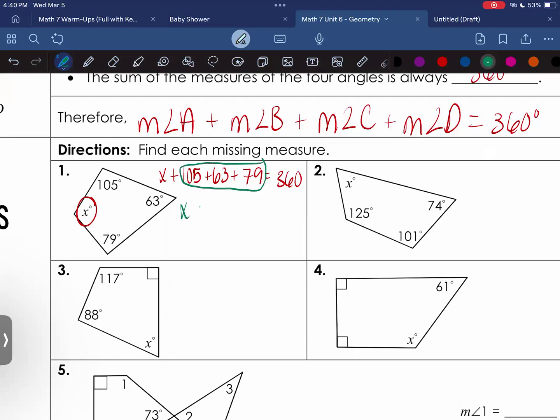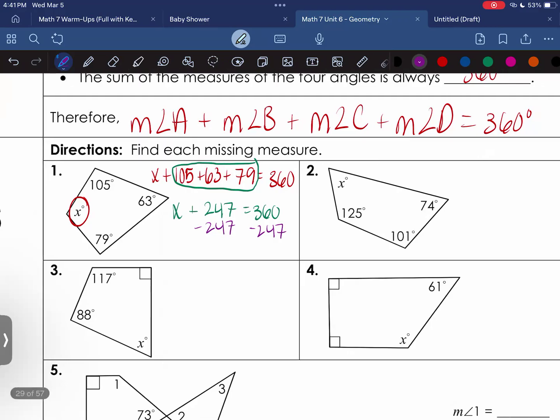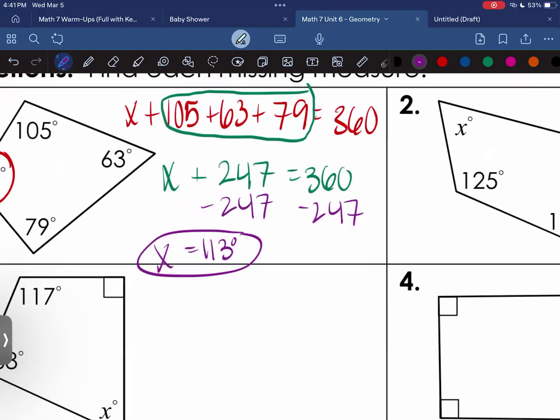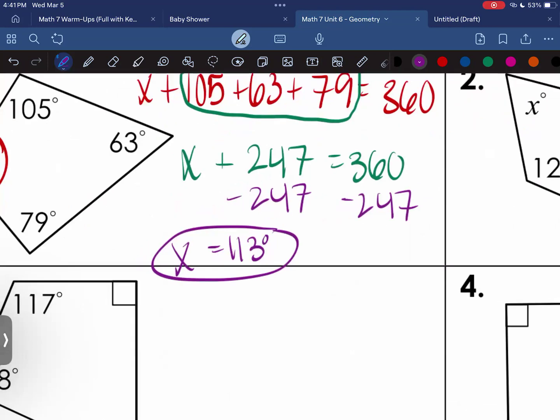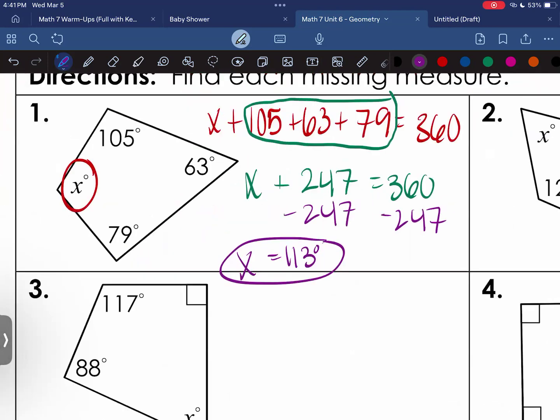Now we're just going to solve for x by first combining like terms. So we get x plus 247 equals 360. Then we can subtract 247 from both sides of our equation, and we're going to get that x equals 113 degrees. Now you might want to double check that to make sure it makes sense. 113 is greater than 90, so it should be an obtuse angle. And yes, this clearly looks obtuse. Go ahead and pause the video here and try number 2 on your own.